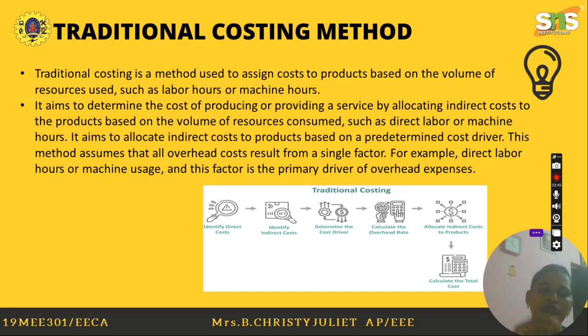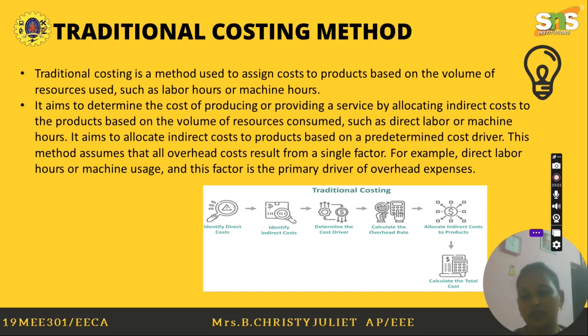This costing approach mainly concentrates on the indirect cost incurred while producing a product. This method assumes that all the overhead cost results from a single factor. For example, if the direct labor hours or machine usage is the indirect cost that will be taken into account, then this factor, that is the labor hour or machine usage, will be the primary driver for the overhead expenses.